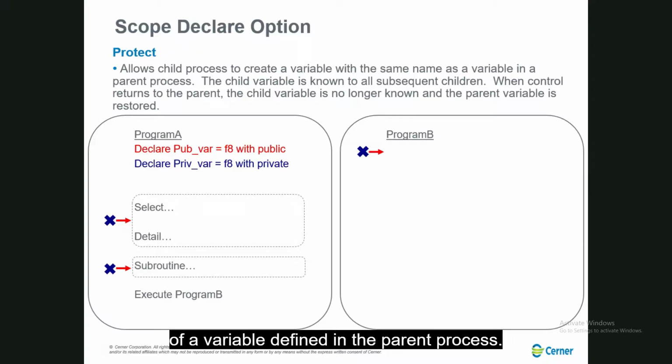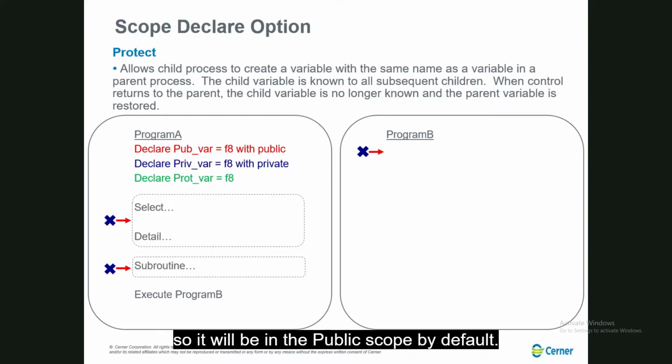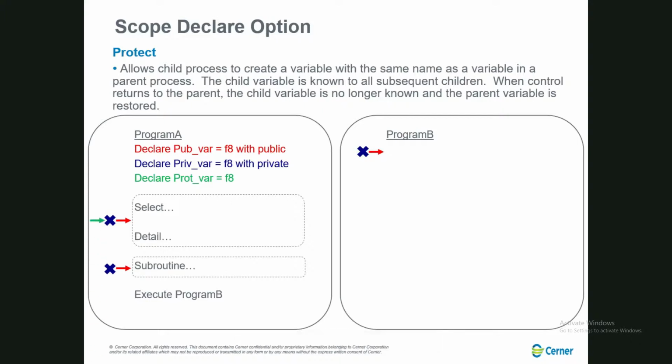With protect, you can create a variable in your child program with the same name as a variable in the parent program without concern of using the same name and possibly changing the value of a variable defined in the parent process. For example, we'll create prop_var variable in program A. For this variable, we will not assign a scope, so it will be in the public scope by default. Remember, that means this variable will be known to all of our child processes, like the select command, the subroutine, and program B.